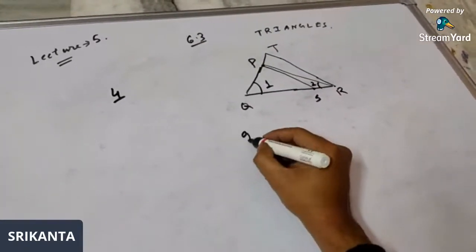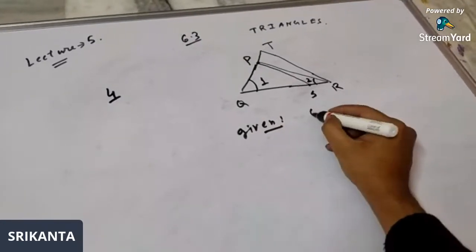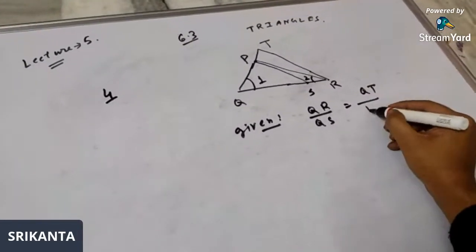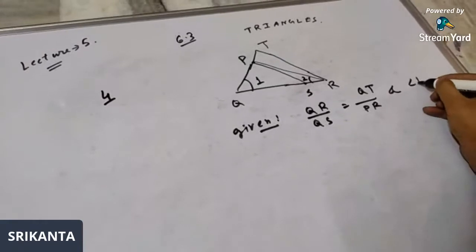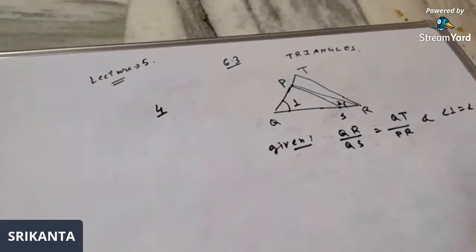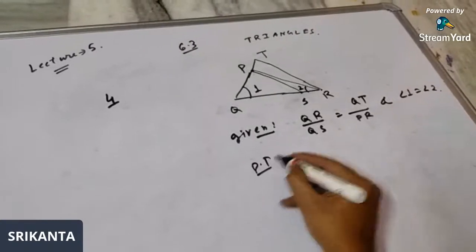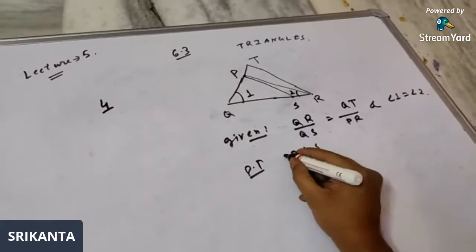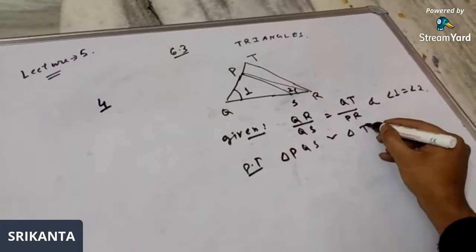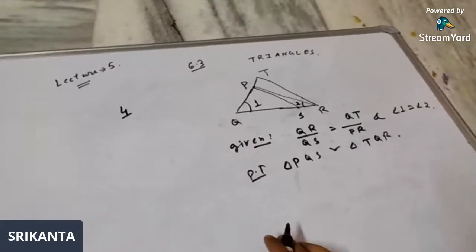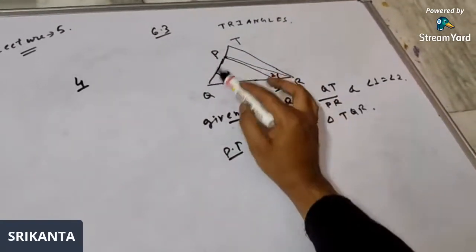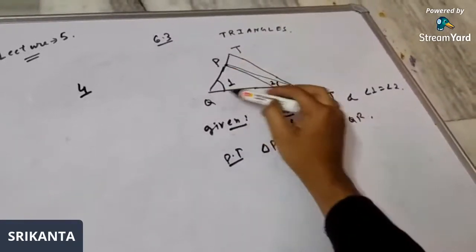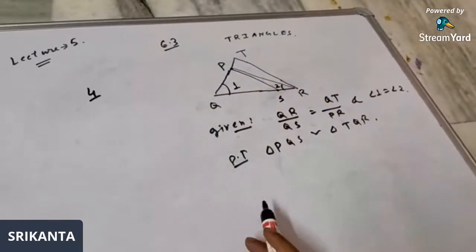So what is given? It is given that QR by QS is equal to QT by PR, and angle 1 is equal to angle 2. So what do we need to prove? We need to prove that triangle PQS is similar to triangle TQR. Clear? Triangle PQS, this big triangle, and triangle TQR, this small triangle, they are similar. So the proof becomes very easy.